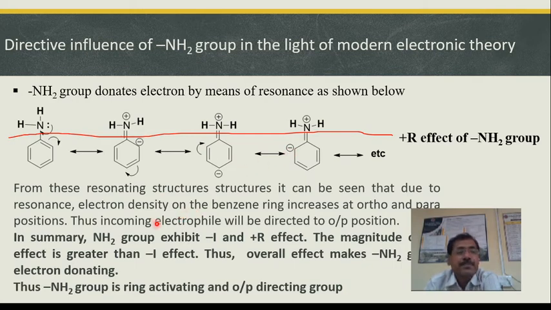So what will happen? Again, the two effects will come into play. What are those two effects? Minus I effect of NH2 group and plus R effect. Again, the magnitude of plus R effect is greater than that of minus I effect. So the overall effect makes it an electron donating group, or makes it a ring activating group. Thus NH2 group is a ring activating and ortho para directing group.